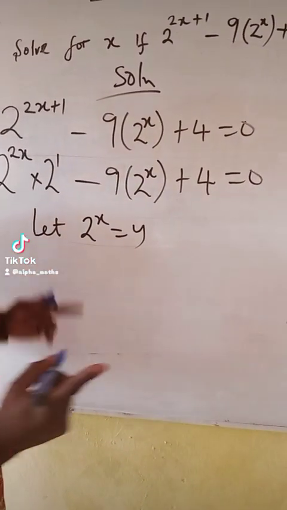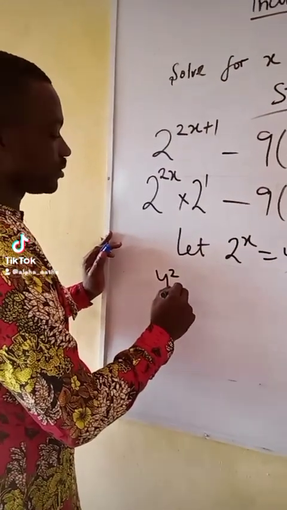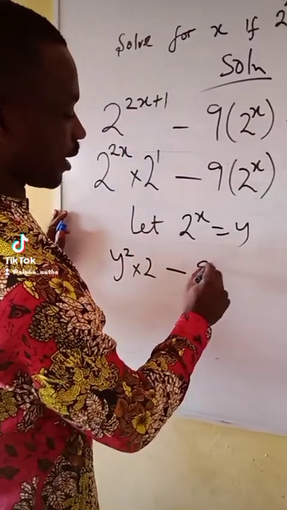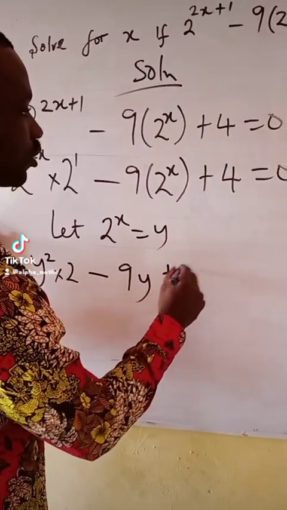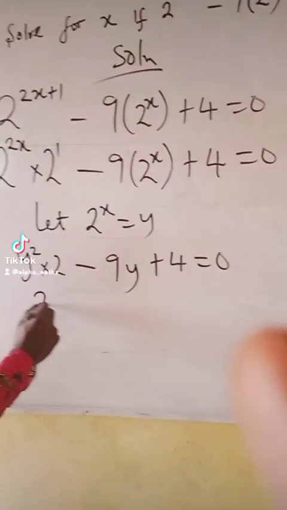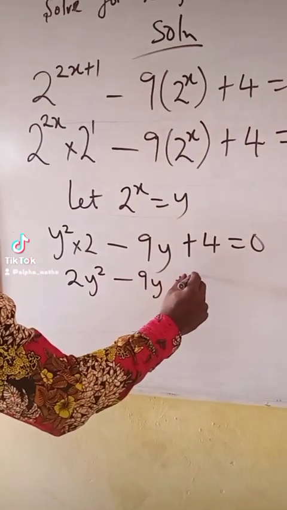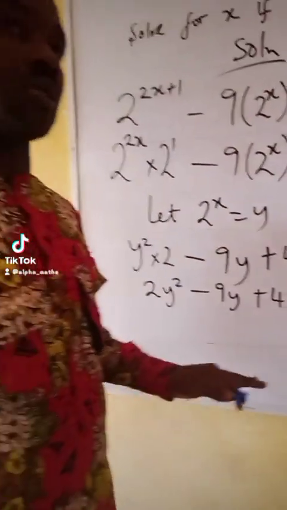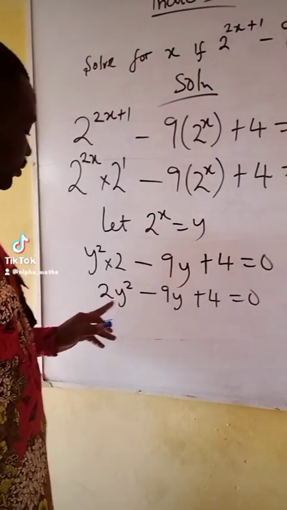If 2 raised to x equals y, we will have here y squared times 2 raised to 1, which is 2, minus 9y. Remember that 2 raised to x equals y. Minus 9y plus 4 equals 0. Now, 2 times this, we have 2y squared minus 9y plus 4 equals 0. Yes, this has taken us to a quadratic equation. Now we will be looking at solving it quadratically.